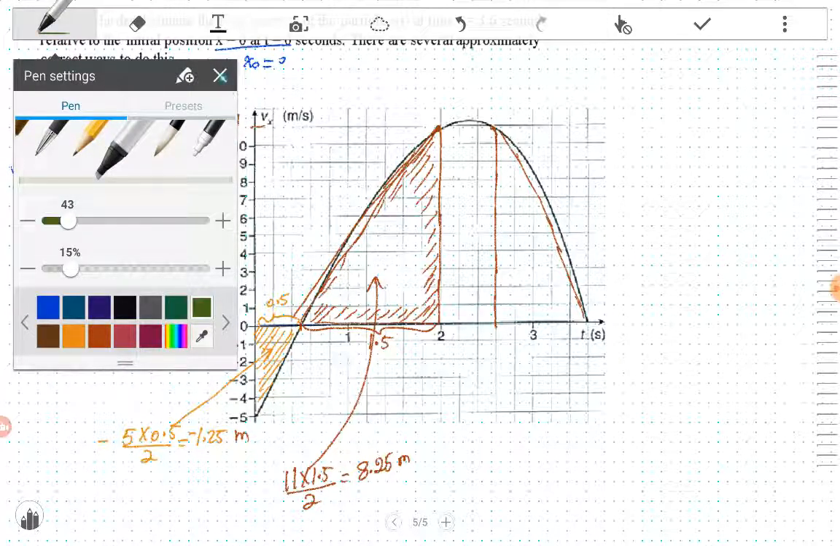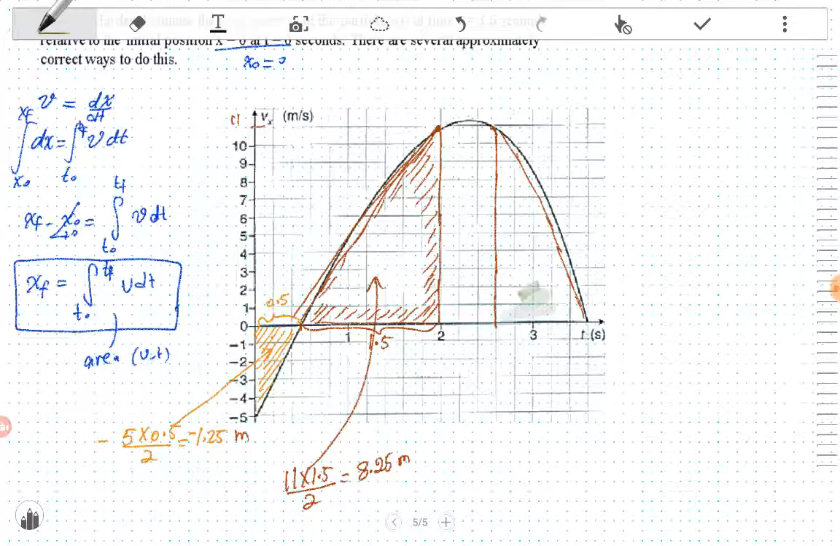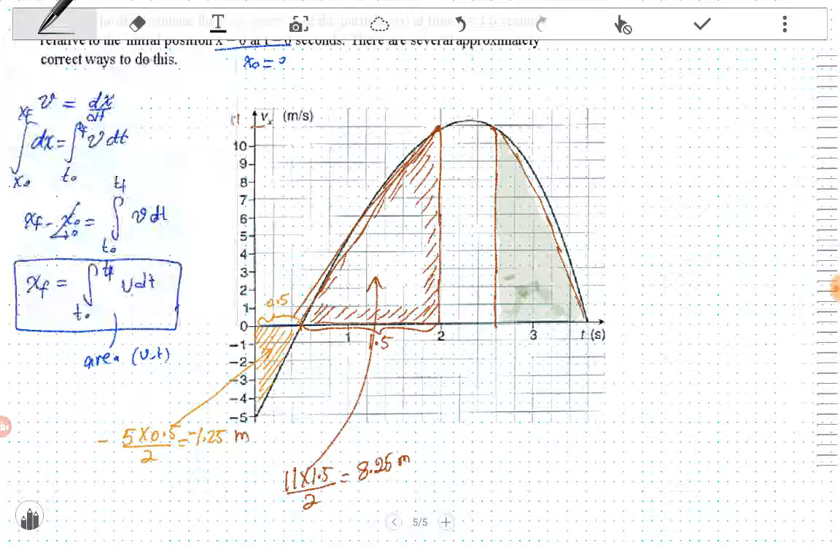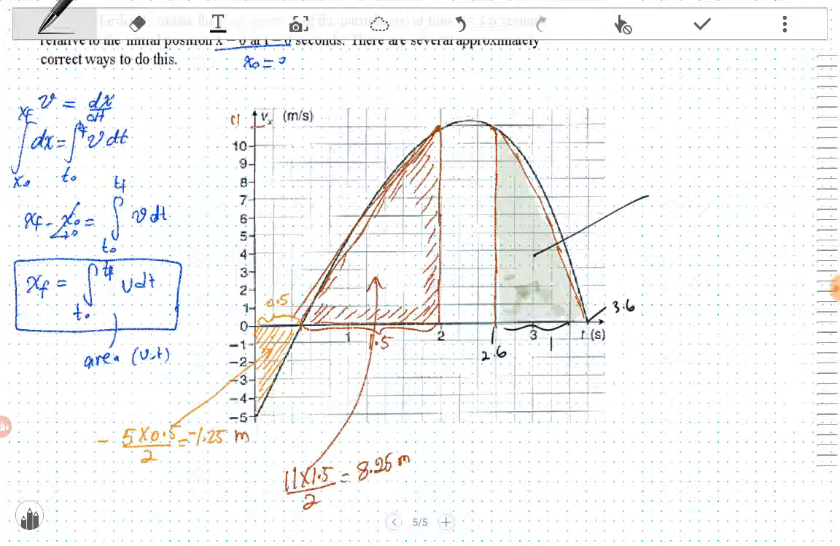Okay, this is the triangle that I want to find its area. Okay, and this triangle, that's the base. This is 2.6, and this is the final one, 3.6. If I subtract, it will be 1, and the height is 11, because it's at the same point, 11. So 1 times 11 over 2 is equal to 5.5 meter.